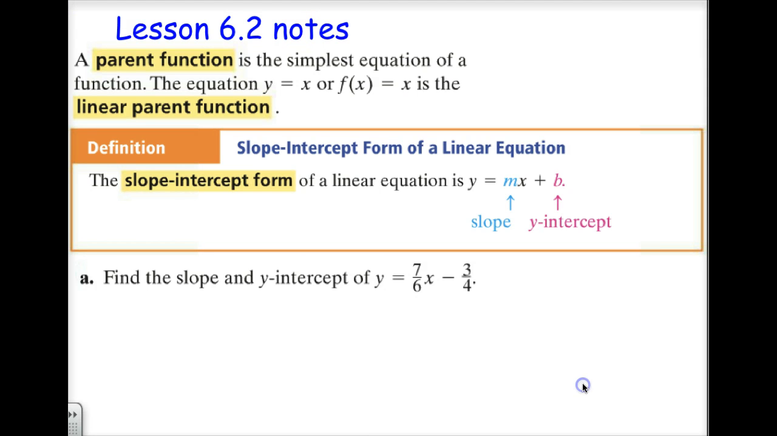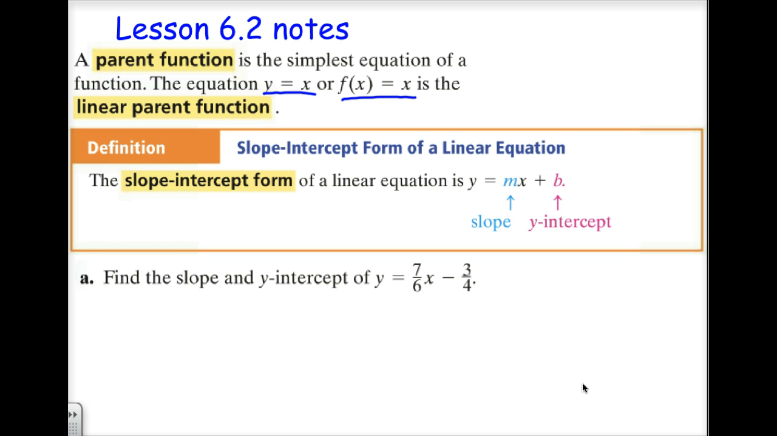This lesson is going to go with lesson 6.2 from the Algebra 1 book, and we are going to talk about slope-intercept form of a linear equation. A couple of things we're going to look at. We have what's called the parent function, and that's just the simplest equation of a function. When we're looking at linear equations, that's going to be the form of y equals x, or f of x equals x. So this is called the parent function. Again, that's the simplest form of any kind of particular equation you have.